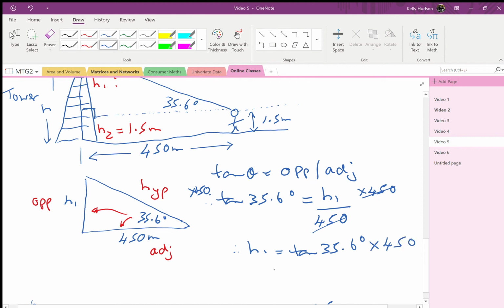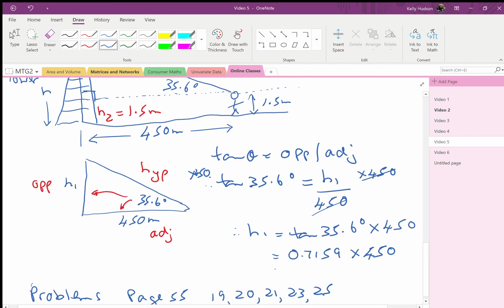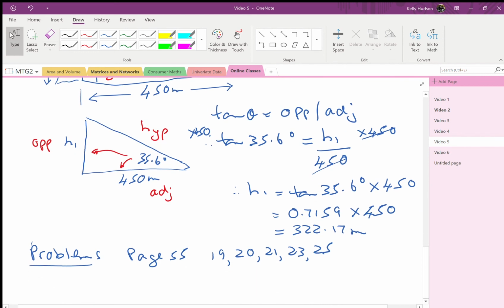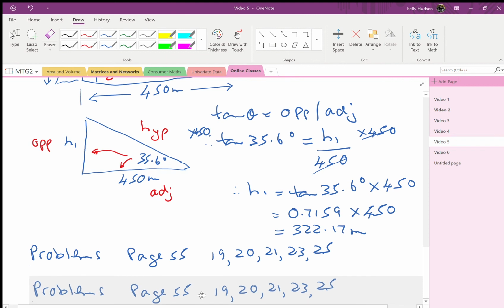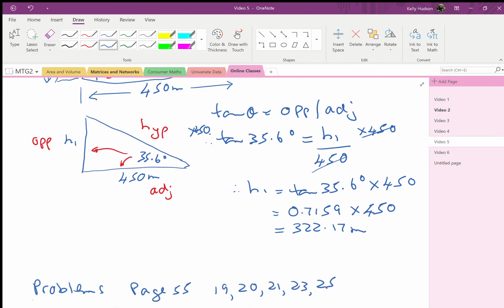Okay, so I look up tan 35.6 degrees in my calculator, and I round it to 4 decimal places. So I get 0.7159. I multiply it by 450, and I end up with an answer of 322.17 metres. Now that's not quite the answer, because the person is 1.5 metres high, which means that we have to add another 1.5 metres to my answer to get the true height from the ground up to the top of the tower.